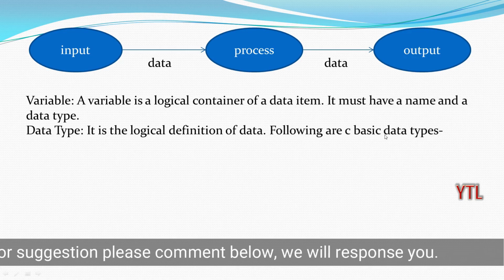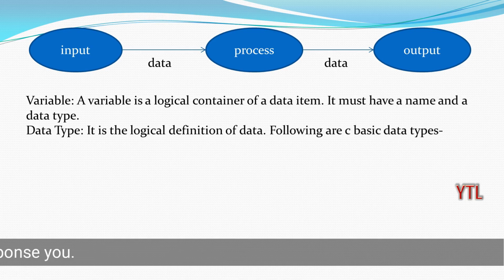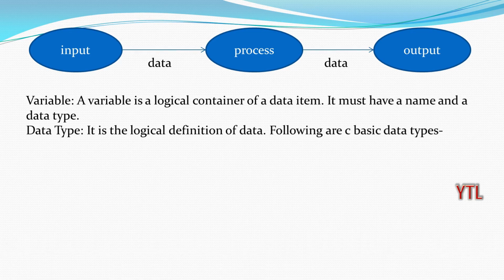C has the following 4 basic data types. As we go further, we will learn C also has derived data types or user defined data types, but for now we shall learn only the basic data types. Integer stores integer numbers, positive or negative. It takes 2 bytes of memory, that is 16 bits, and it is represented by %d. This format string is needed when we input or output an integer variable.